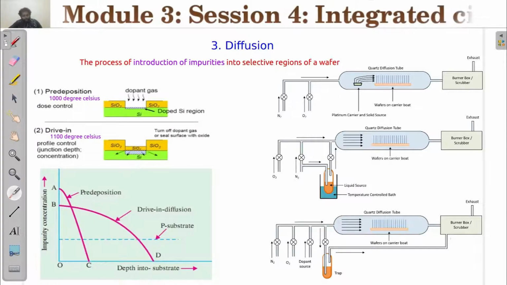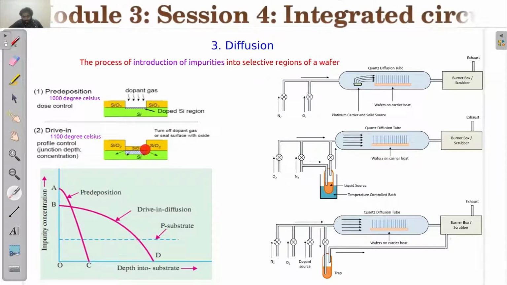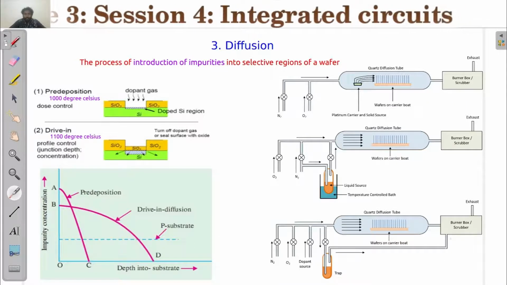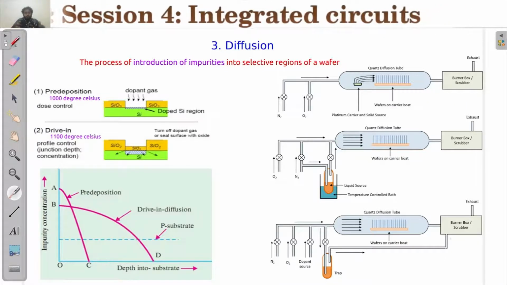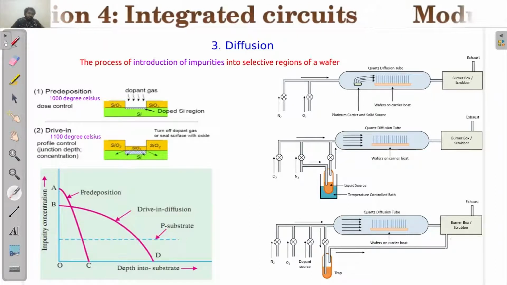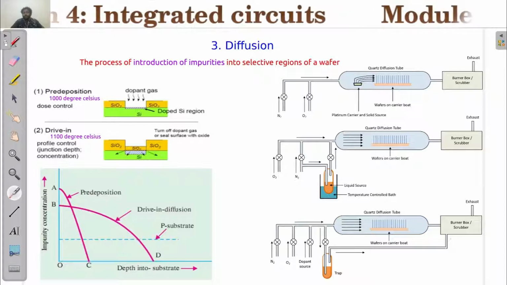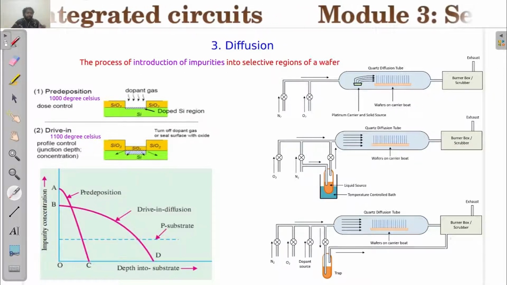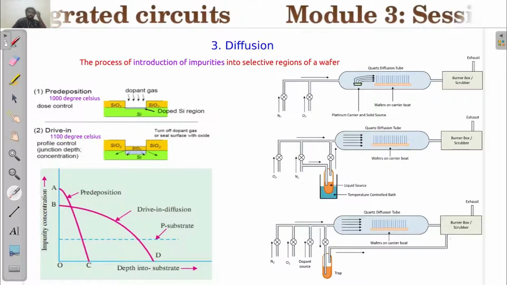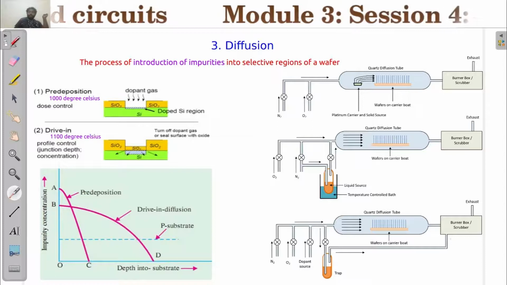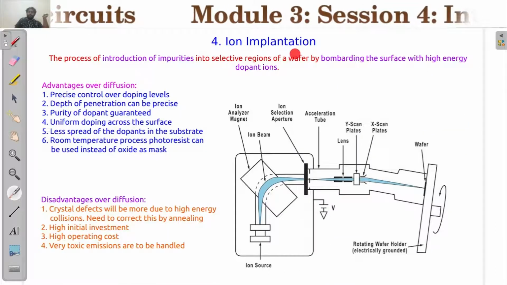So if you want to have exactly a vertical feature, then it's not going to happen in the case of diffusion, because diffusion is an isotropic process. So after heating, these impurity atoms will be migrating in all directions. So that is going to be a problem. So we sometimes need a certain precise way of doing this kind of doping. So that is why we go for the next step, and that is ion implantation.